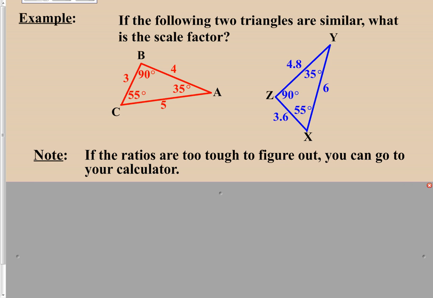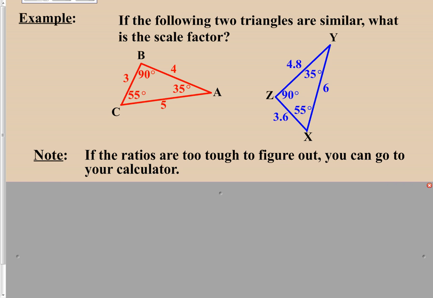So my first ratio is going to be from the smallest sides from the red triangle to the blue triangle. So obviously the first ratio is going to be the 3 from the left triangle to the 3.6 from the right triangle. So 3 to 3.6 is going to be one of the ratios. The medium-sized side lengths would be the 4 from the left and the 4.8 from the right. And the largest ratio will be the 5 from the left and the 6 from the right.